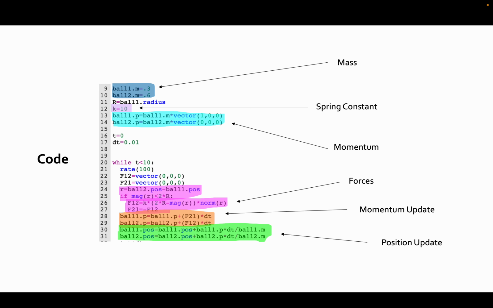Now, moving on to the code. First, we can see the mass of the two balls. Then we can see the spring constant used later. Then we can see the initial momentum of each ball. Next, we can see the forces acting on the balls when they collide.